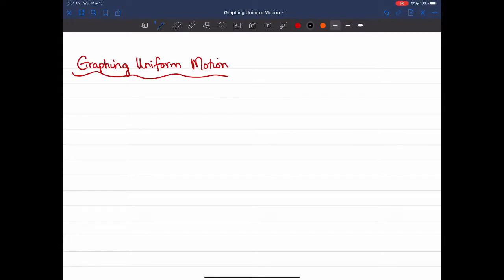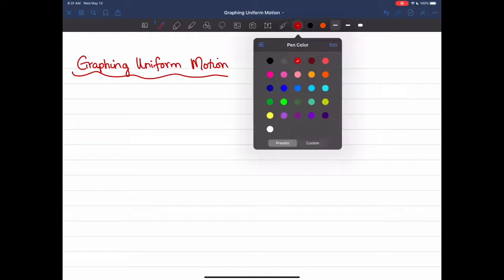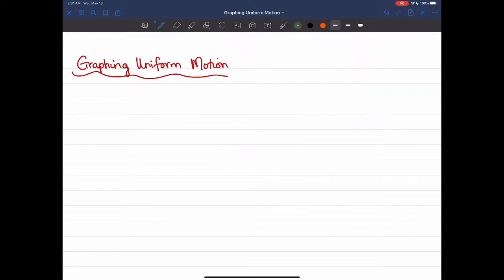We're going to look at graphing uniform motion. Uniform motion we saw the other time in our first physics lesson. It was about the distance and the time that is being traveled by an object. So if you have a change in distance over a change in time, we can calculate the speed that the object is traveling. Now we're going to see how we can visualize, how we can graph these distance and time graphs.